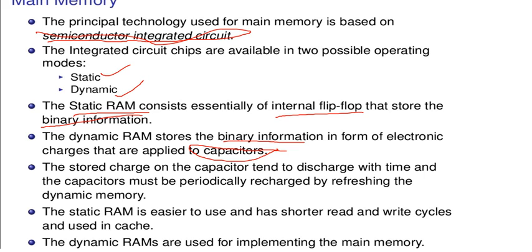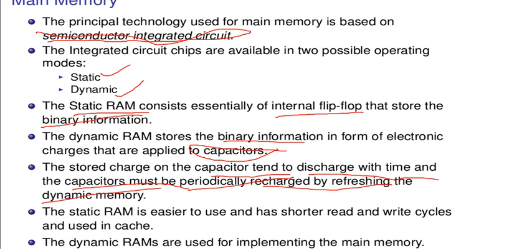a specific charge. But the problem with this type of capacitor storage is that it discharges with time. We know this property as charge leak. So when time passes, these capacitors automatically lose their charge. So we need to refresh, or recharge, these capacitors after a time gap. Means a periodic recharge or refresh is needed in the dynamic memory, because this memory is built using capacitors.